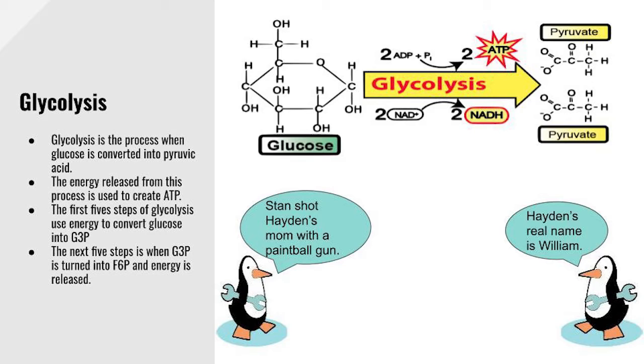Glycolysis is a very important process in human and other cells, as it is the stage where ATP is created. Glycolysis is the process when glucose, sugar, is broken down into pyruvic acid and ATP is released. The first 5 steps of glycolysis use energy to convert glucose into G3P. Then, the G3P is converted into F6P and energy is released in the form of ATP.